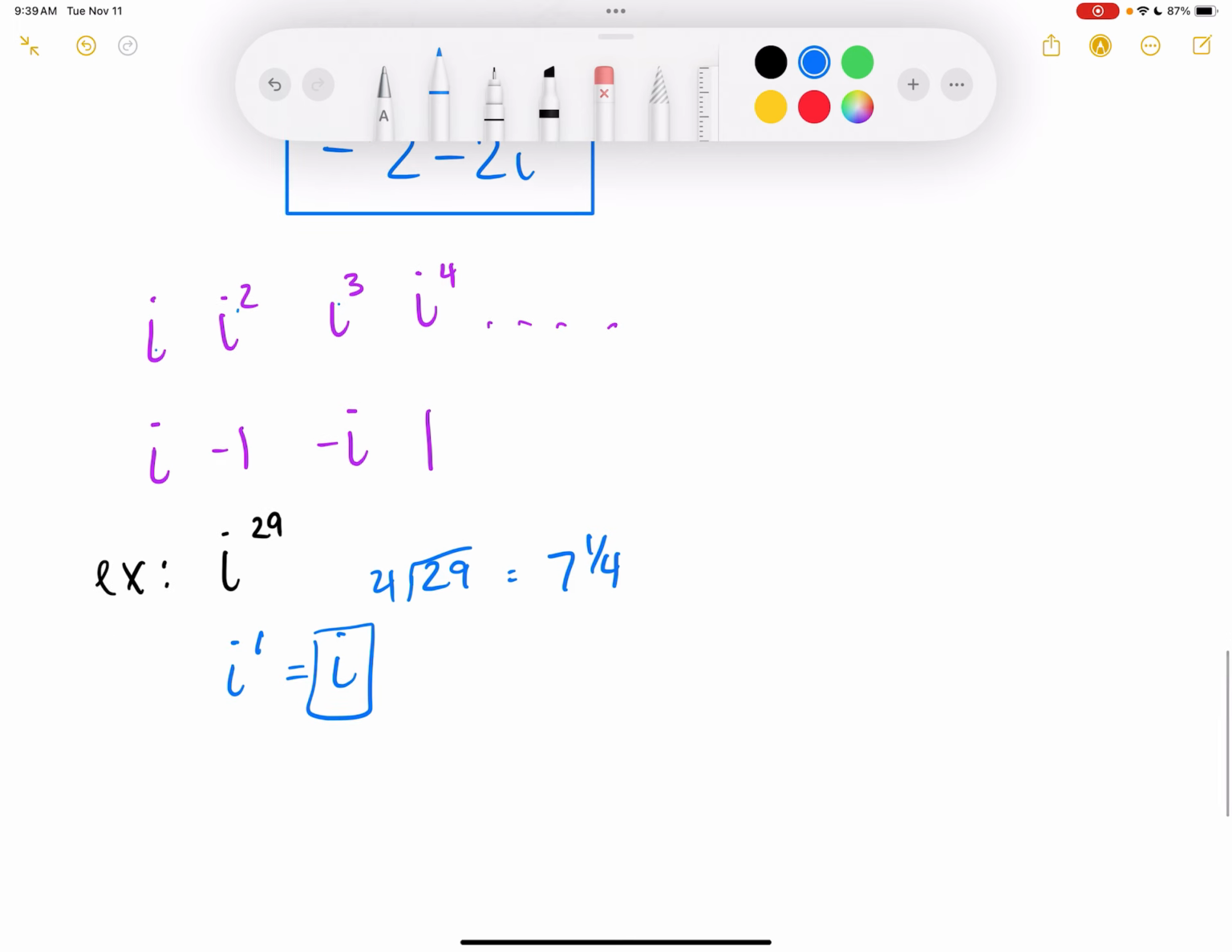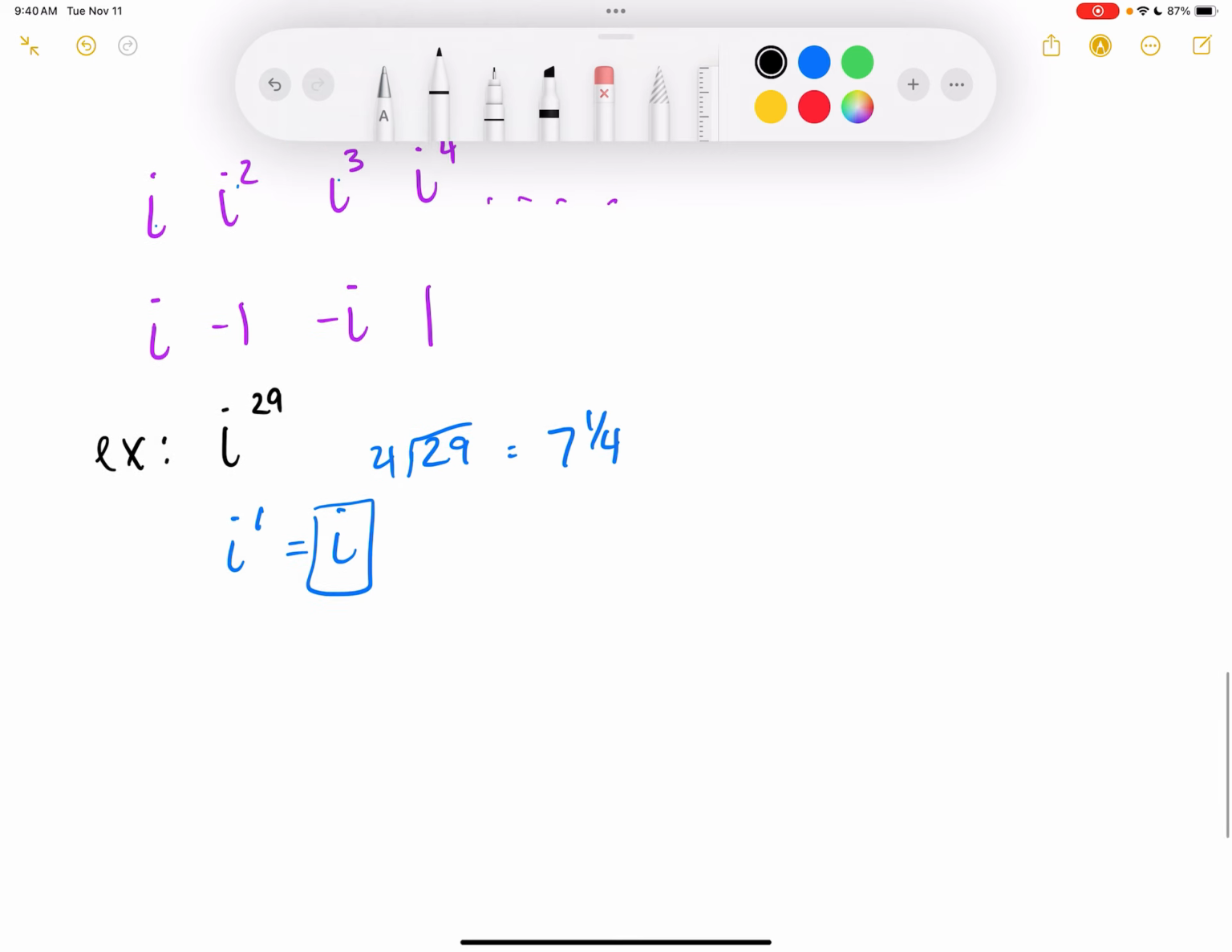I would suggest when you get your quiz or your test that somewhere on there you write this sequence of i squared, i cubed, i to the 4th, and then write this down as well: i, negative 1, negative i, 1. If you say it enough times, you'll kind of just memorize it. But it can be helpful to you going forward. So that could be helpful with a problem like this.